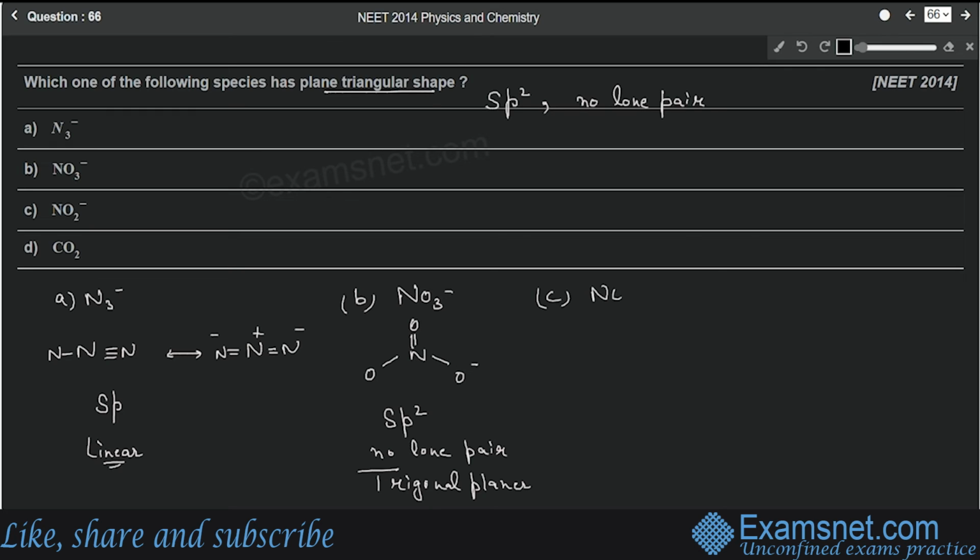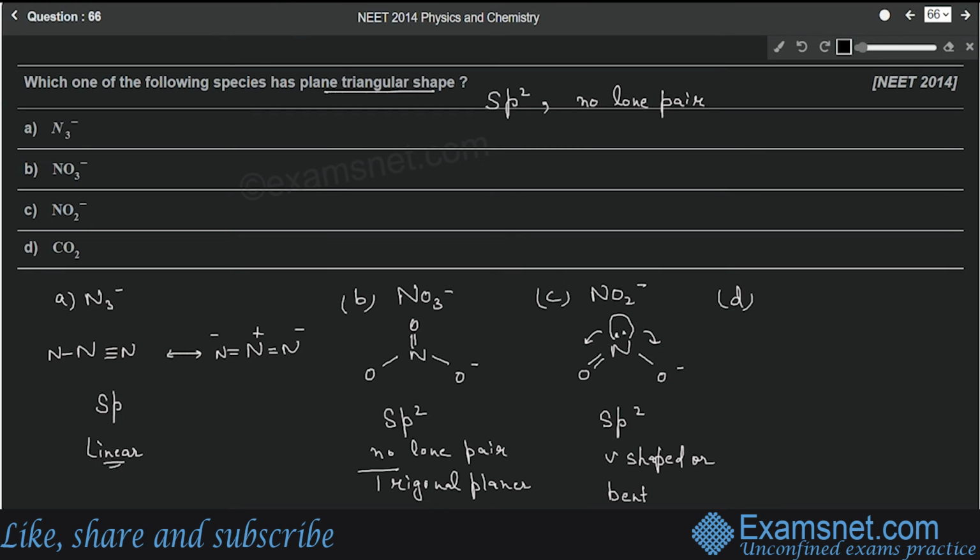Third one is NO2 minus. So this is nitrogen, this is double bond O, this is single bond O, this is NO2 minus. So here also hybridization is sp2, but in this case the nitrogen has one lone pair of electron. So due to the presence of lone pair of electron, there will be repulsion and it will become V-shaped or bent shaped. So this is not trigonal planar.